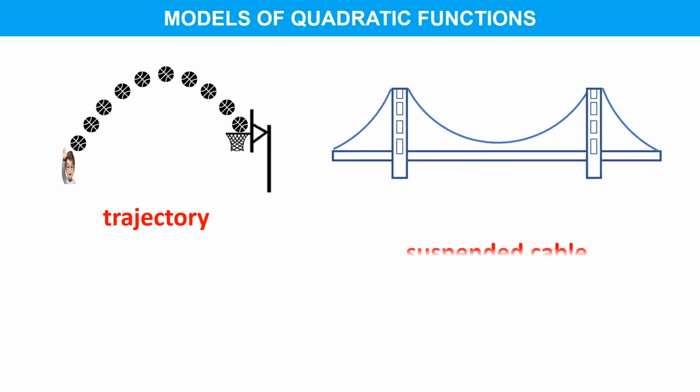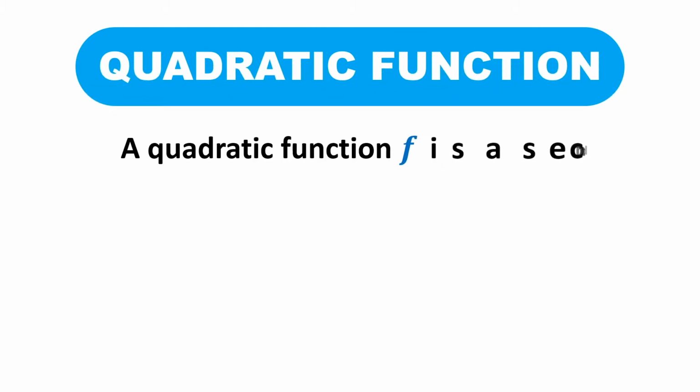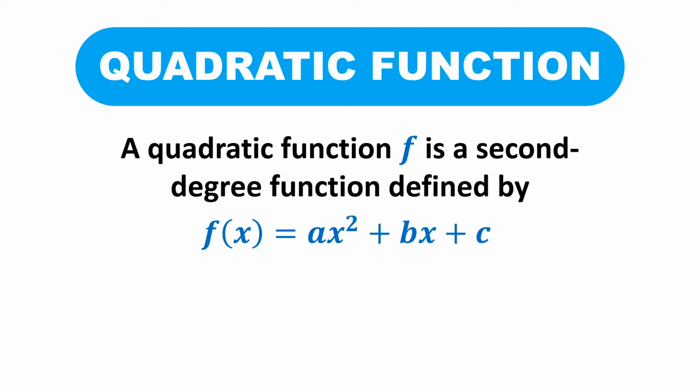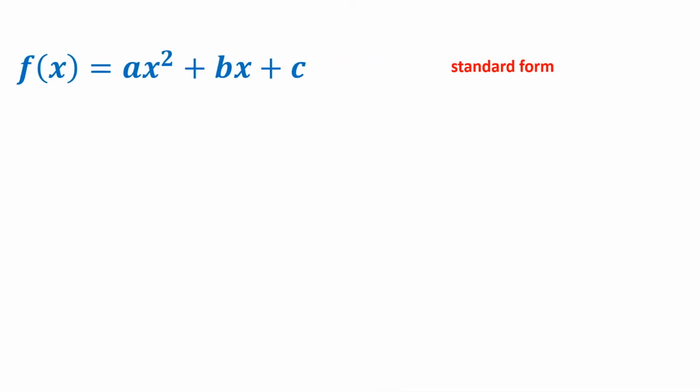These physical relations have one thing in common. They can be modeled by the so-called quadratic function. A quadratic function f is defined by f of x is equal to ax squared plus bx plus c, where a, b, and c are real numbers and a is not equal to 0. The equation f of x is equal to ax squared plus bx plus c is referred to as the standard form of quadratic function.